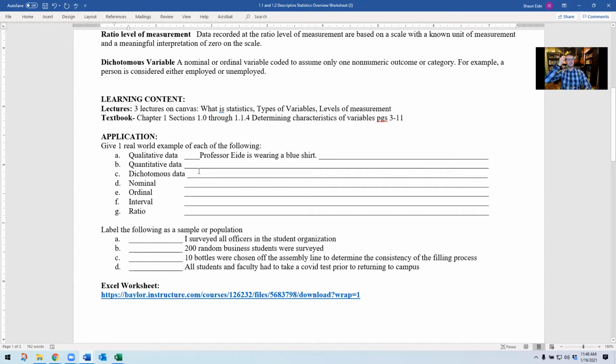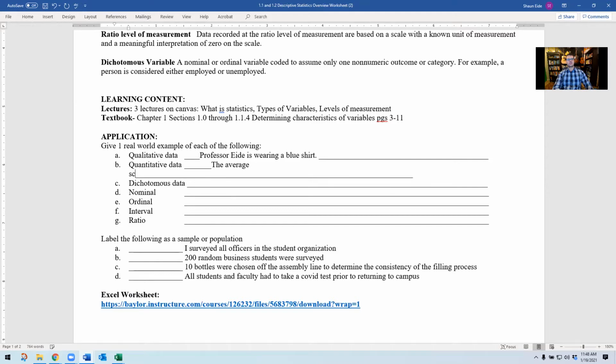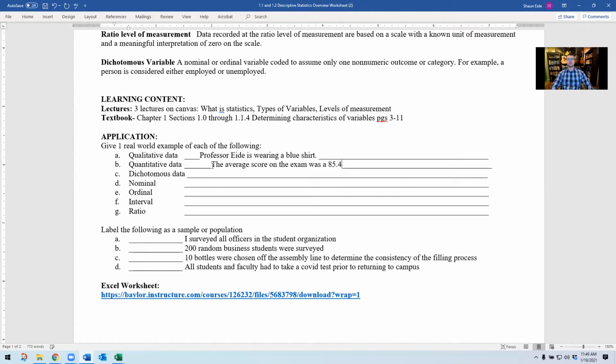Quantitative data: the average score on the exam was 95.4. That's pretty high. Let's do 85.4. So that is quantitative data. And please use a different example than what I'm giving. This is just an example of how to do it correctly.